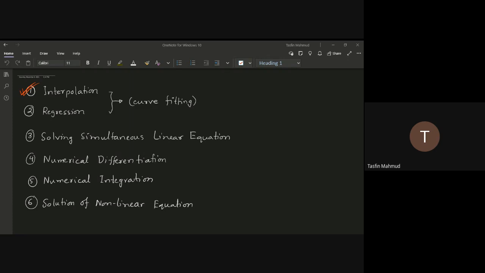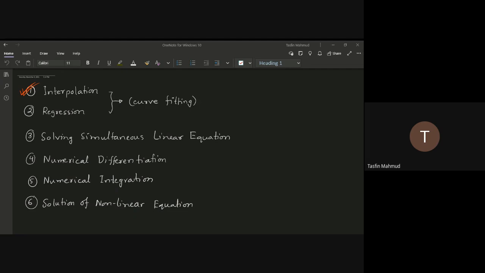So in the previous session, we discussed one curve fitting technique, that's interpolation, right? In today's session, we will discuss the technique of regression. We will consider linear regression and polynomial regression. If you can recall, in interpolation we also discussed these two techniques, linear interpolation and polynomial interpolation. In regression, we will do the same.